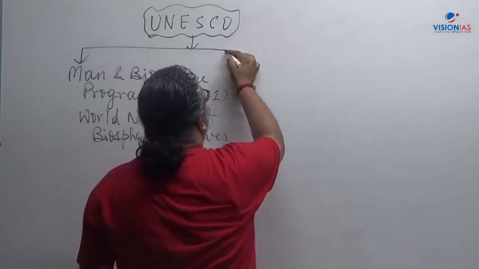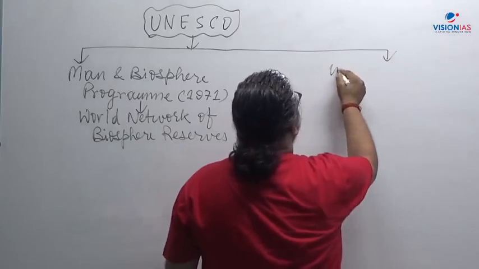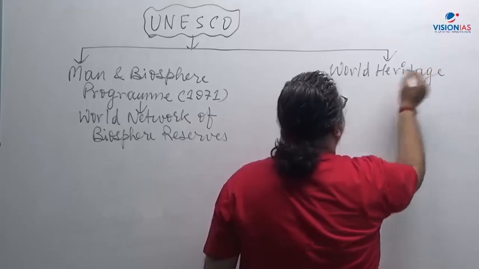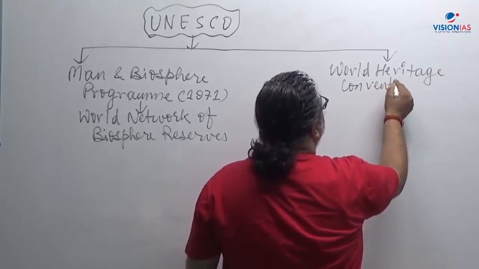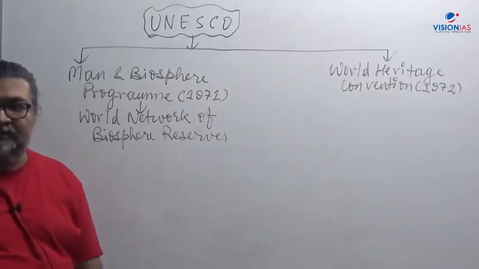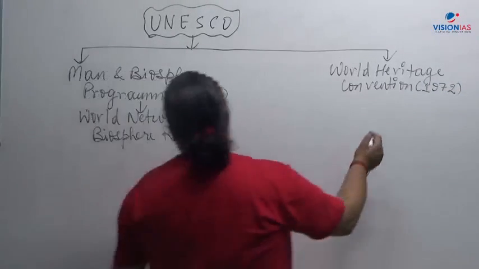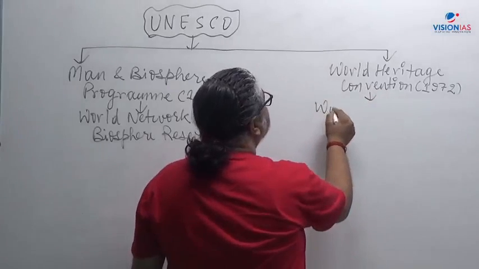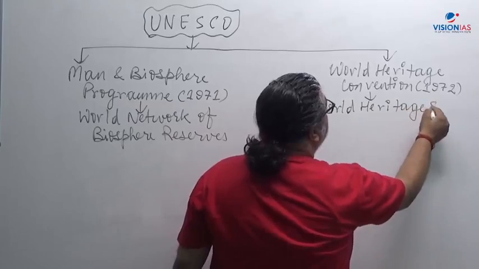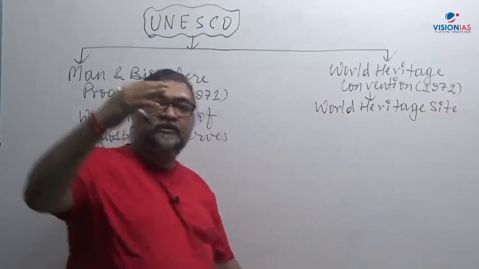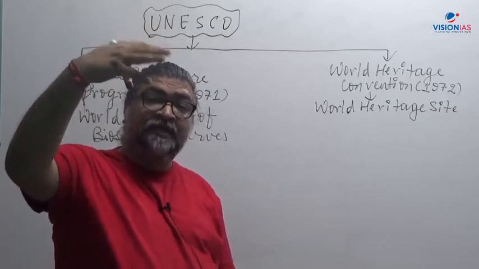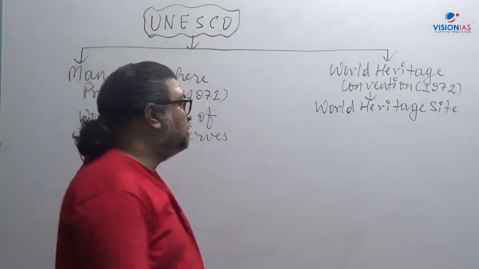And UNESCO has got another program, what is called the World Heritage Convention. World Heritage Convention is 1972. It is a multilateral agreement. Now, under this, UNESCO inscribes World Heritage Sites. What is heritage? Heritage here means which is old, ancient, historical, an intangible link, that's called heritage. So, World Heritage Site here.